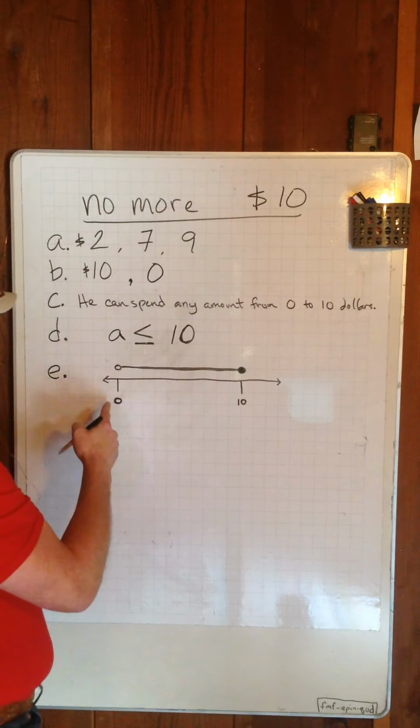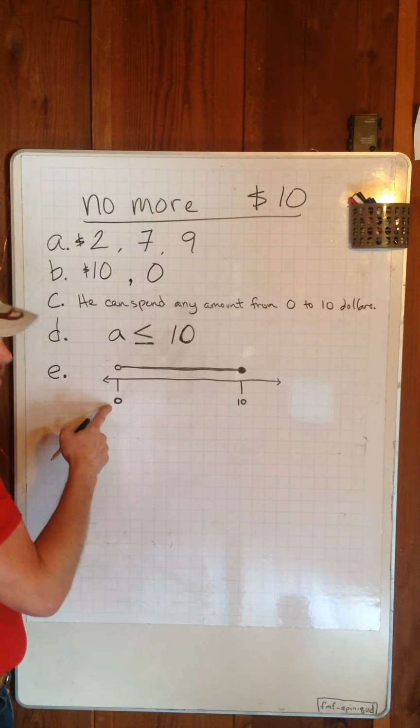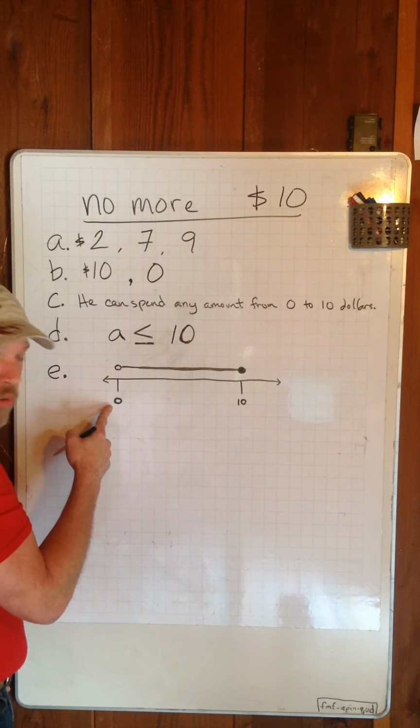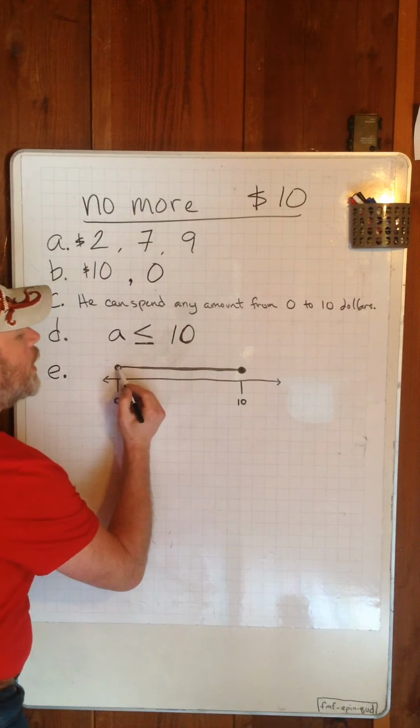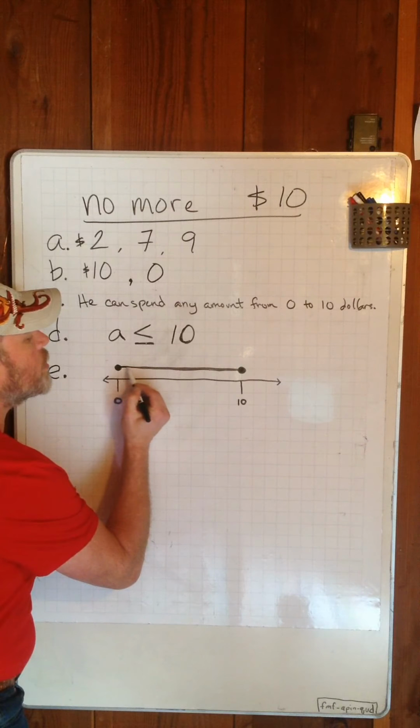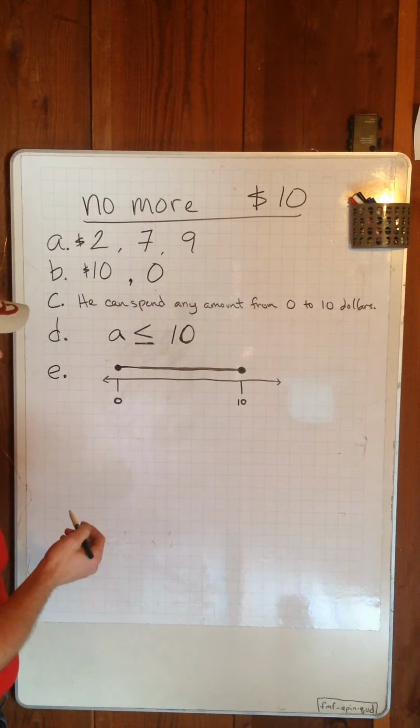Now, is 0 one of them? Is 0 an amount that Taylon can spend at the arcade? Well, yes. Taylon could go to the arcade and just stare at the beautiful arcade games and not spend a quarter.